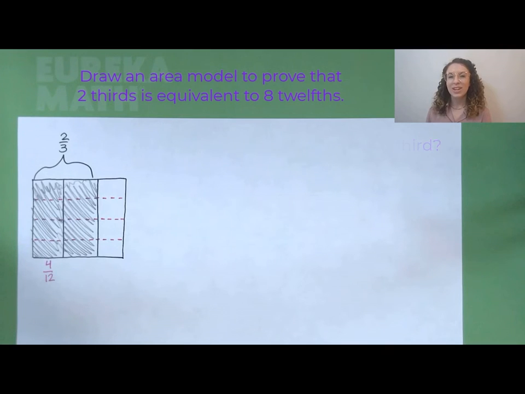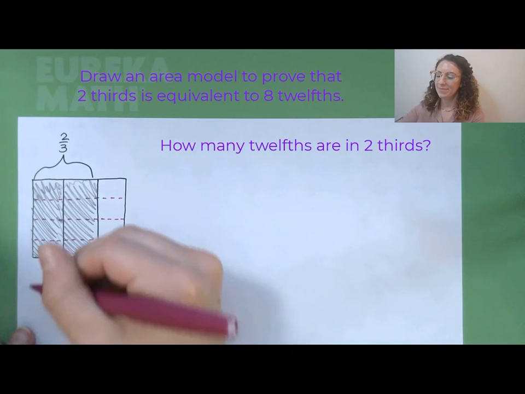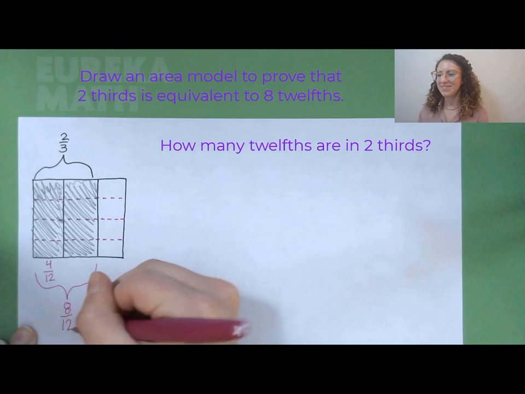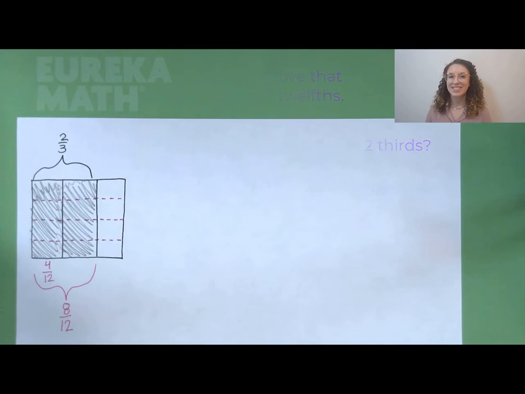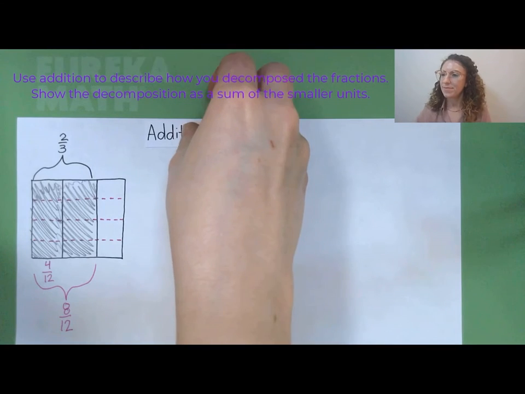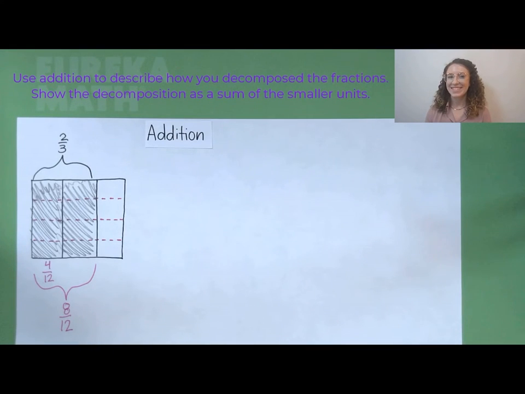4/12. Notice where we shaded 2/3. How many 12ths are shaded? 8/12. Now, use addition to describe how you decompose the fractions. Show the decomposition as the sum of the smaller units. There are many ways to show this decomposition. Here are two you might have done.